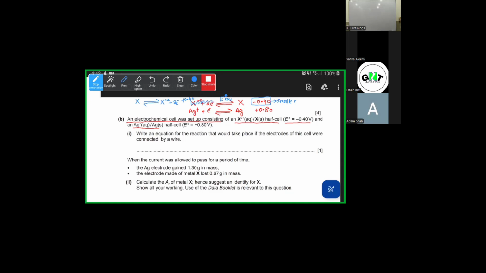So we have changed this equation into the oxidation equation. Now you have to join this equation with this equation. Here we got one electron, here we got two electrons. So we should multiply this equation with 2 to make the electrons 2 like that.